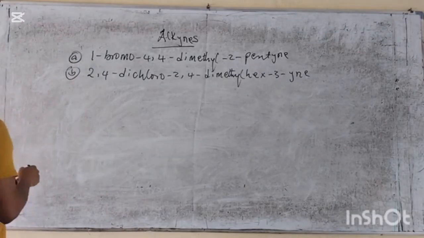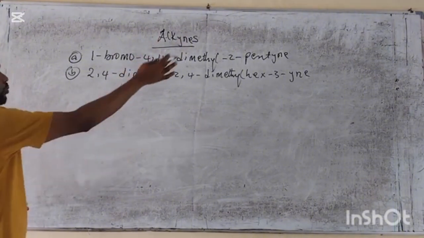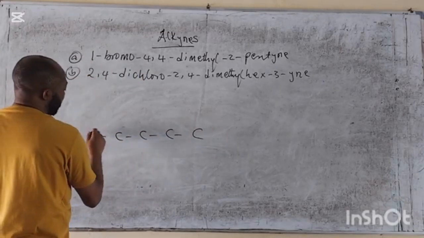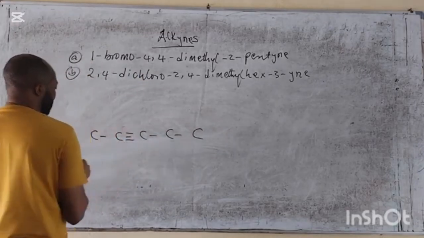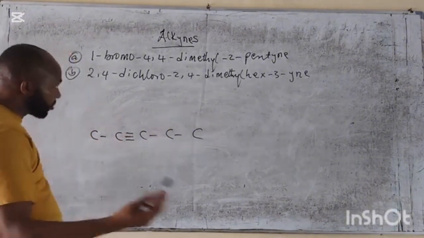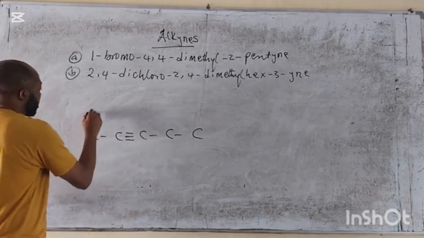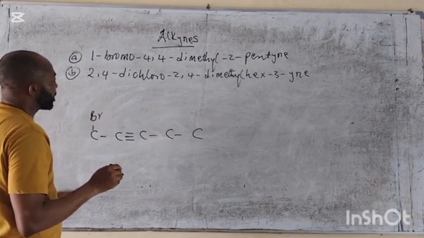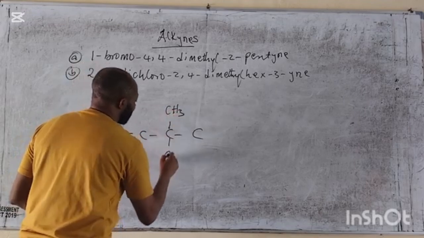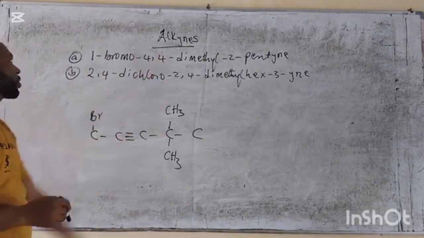Let's take our A. The parent chain is pentyne. So let me write 5 first. They say 2-pentyne. So I have my 1, 2, 3, 4, 5. 2-pentyne. Carbon 1, carbon 2. So this is where my triple bond is. So that is my parent chain first. Now, this is the direction I'm coming from. Now they say 1-bromo. I have bromine here. 4,4-dimethyl. 1, 2, 3, 4. 4,4-dimethyl. Here I have CH3, CH3.